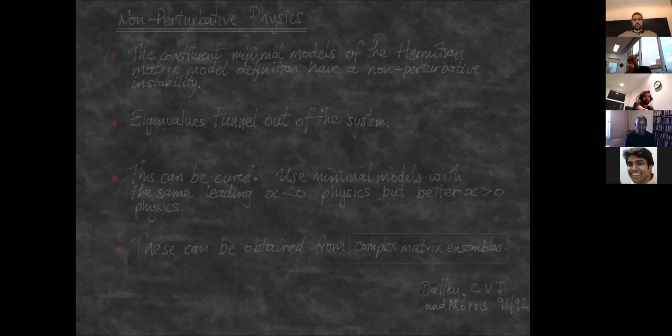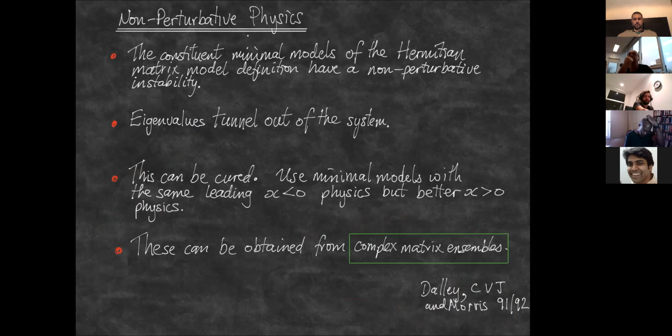That immediately tells you how to fix this problem. And the way of fixing this problem, thought of in a completely different way, goes back to work I did with Daly and Morris way back in the early 90s, which is that there are other minimal models with the same leading x less than zero physics, but better x positive physics.